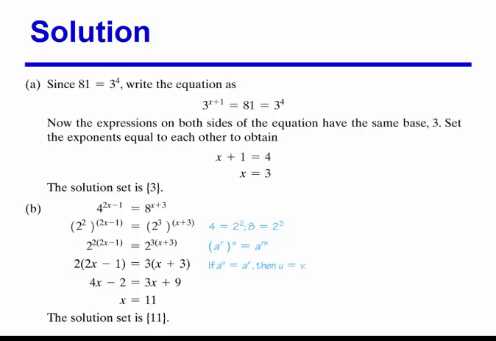For b, again, I have to find the same base. And so the base here turns out to be 2, so I can rewrite 4 as 2 to the 2nd power and 8 as 2 to the 3rd power. And then I can go ahead and multiply the exponents and combine like terms on each side. So I end up with 2 raised to the 4x minus 2, and then 2 raised to the 3x plus 9, which is this line over here. Then I can get rid of the bases, right? Because this conclusion here allows me to do that. And then when I solve for x, I get x is equal to 11.